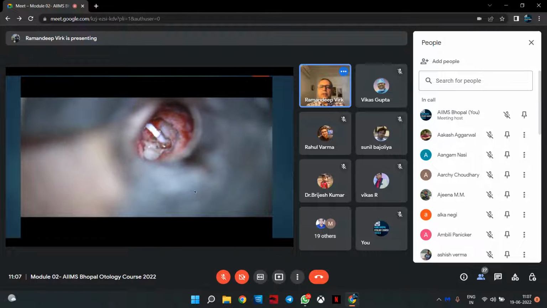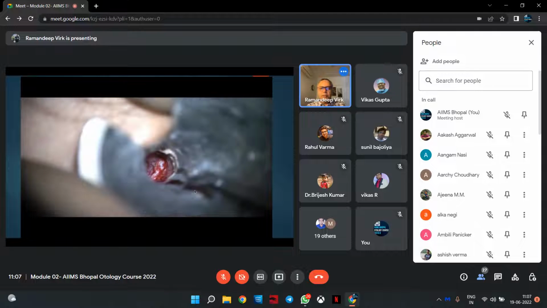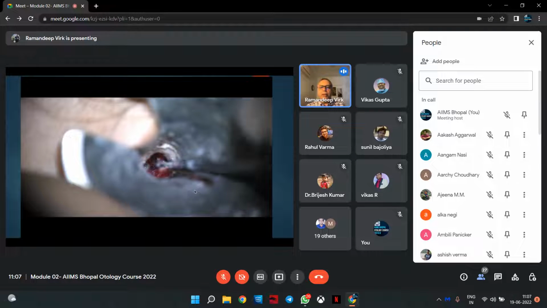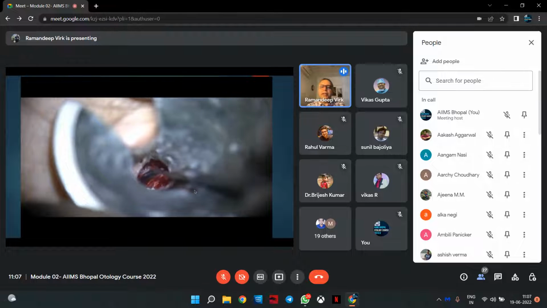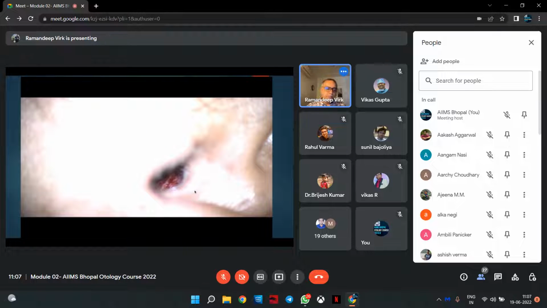And that completes the procedure. So the tympanomeatal flap is repositioned back, and a single or a couple of pieces of gel foam are just kept on the flap.